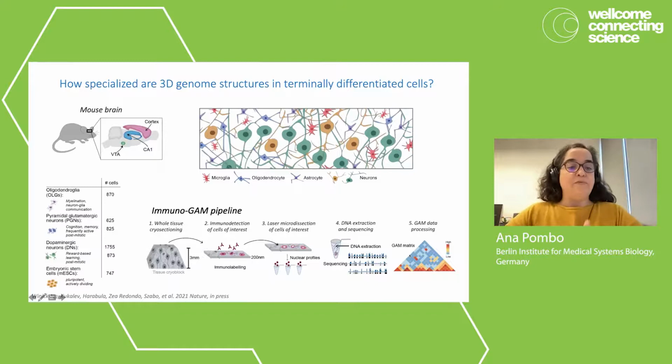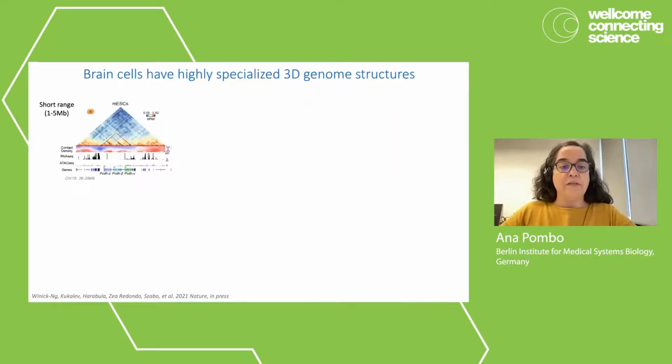Now, for this proof of principle, where we wanted to ask how different the topologies are in different brain cell types, we took oligodendroglia from the cortex, pyramidal glutamatergic neurons, or PGNs, from the CA1 hippocampus, and dopaminergic neurons from the VTA midbrain. And for comparison, we took embryonic stem cell GAM data, which we had previously collected.